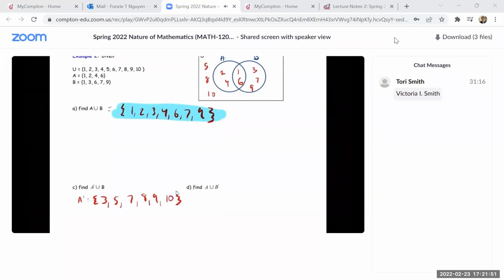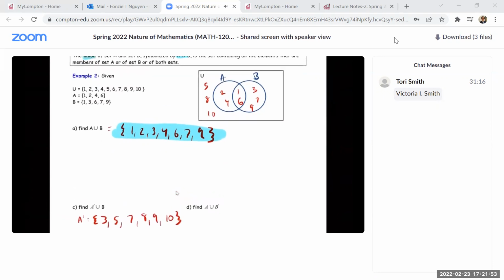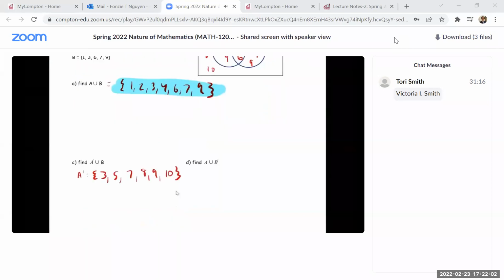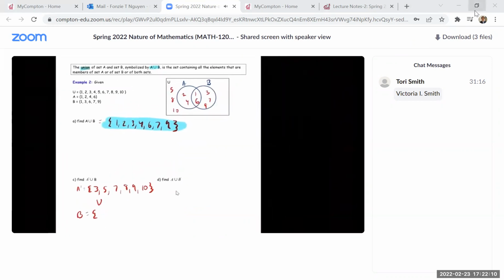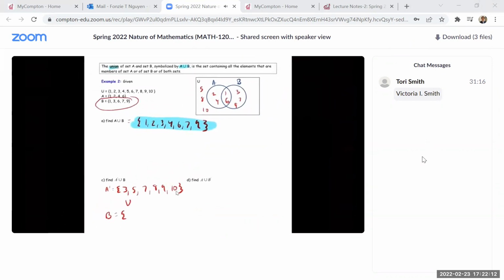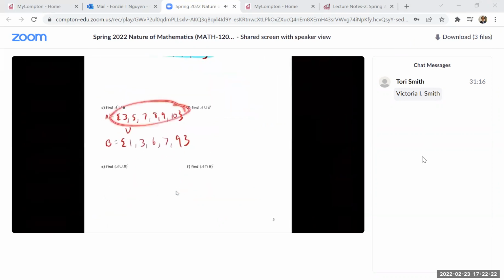9, and 10. So it's always a good idea to circle A and then only get the stuff that's outside of the circle. So that would be all the stuff that's remaining. All right, and then we have to do a union with B. And B, we already know B is, it's up here: 1, 3, 6, 7, 9. And then remember union, that means you're just combining these two sets together into one big set.